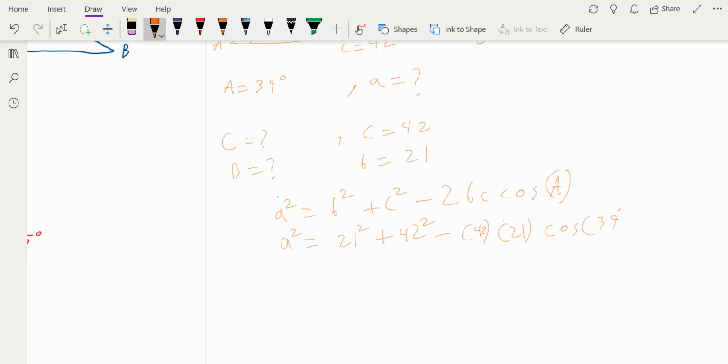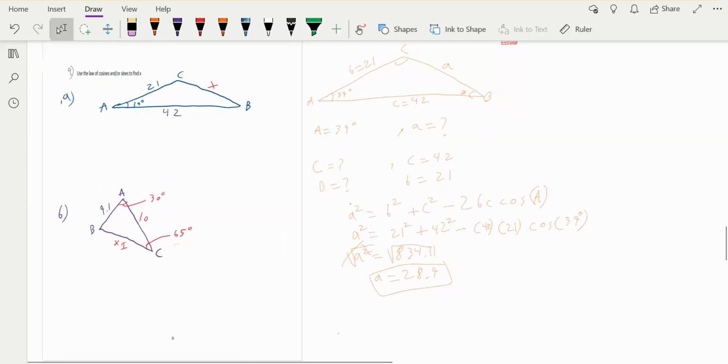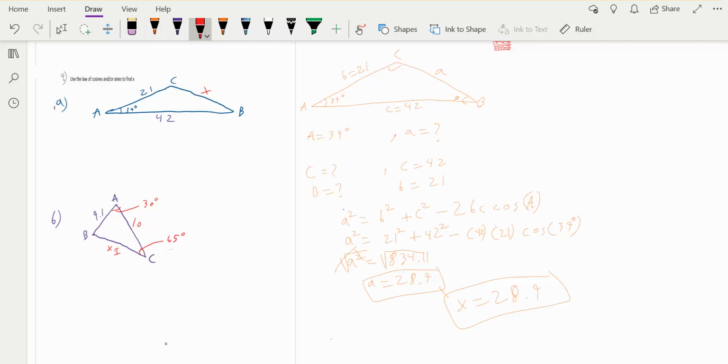So A squared would equal, let's see, one second, 834.11. Take the square root. So A would equal 28.9. And that's our answer. They want the answer in terms of x, so we can just say that x equals 28.9. We can do that because the only thing I changed from the original question is that I called x A in here. And that's it. It's pretty simple.